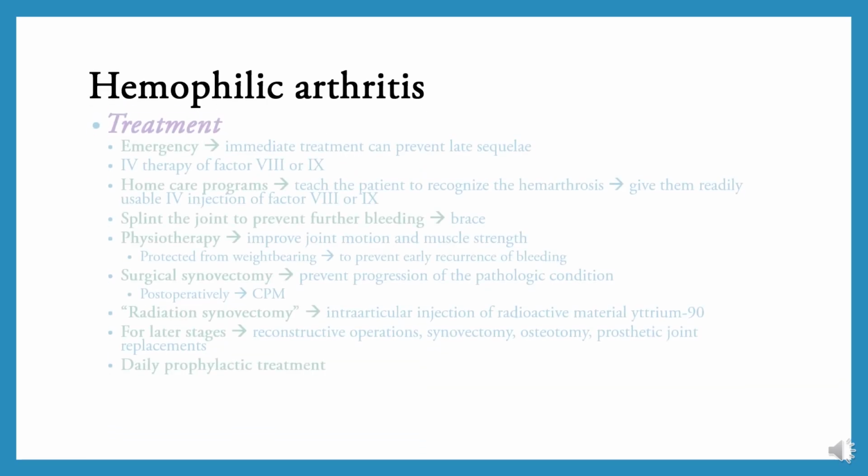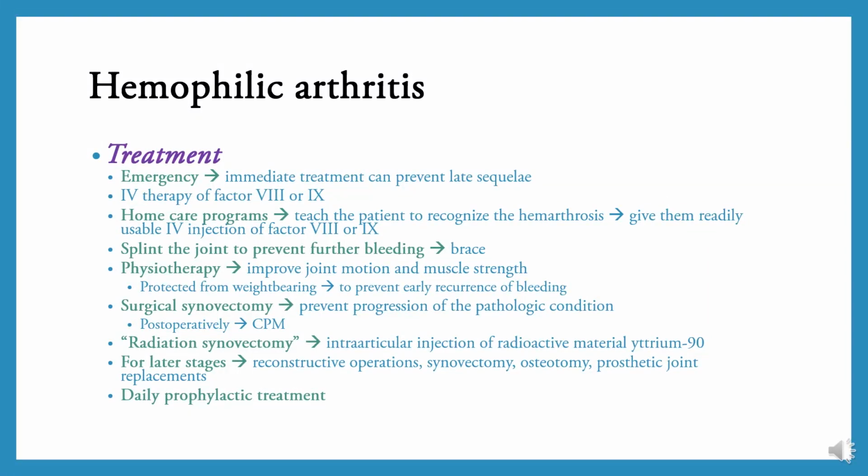The treatment is for the emergency of hemophilic arthritis. We should give immediate treatment that can prevent late sequelae, such as IV therapy of factor 8 or 9. Home care programs include splinting the joint to prevent further bleeding, physiotherapy, surgical synovectomy, radiation synovectomy, and for the later stage reconstructive operations, and also daily prophylactic treatment.